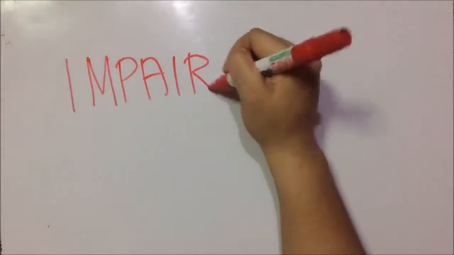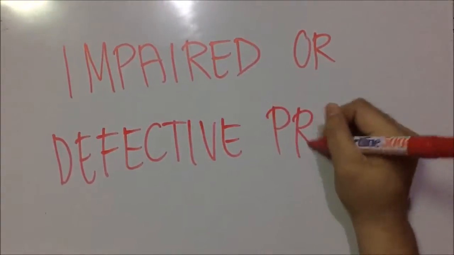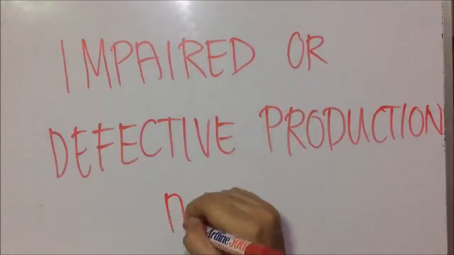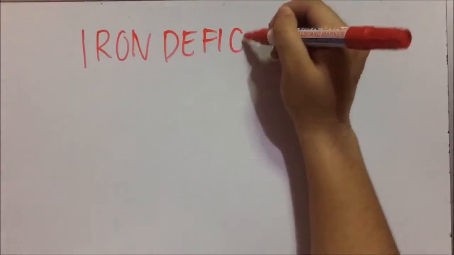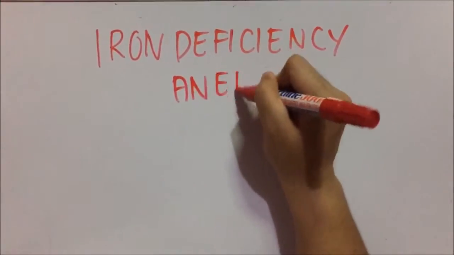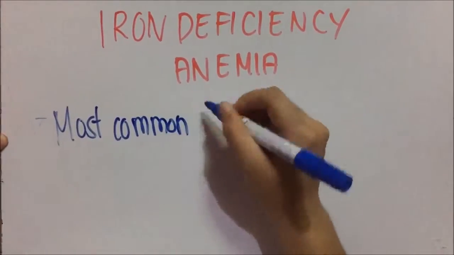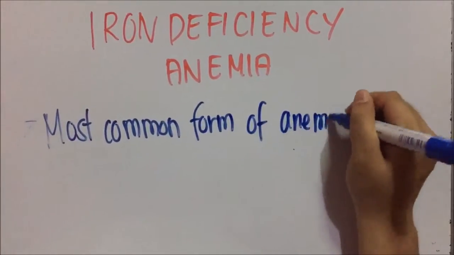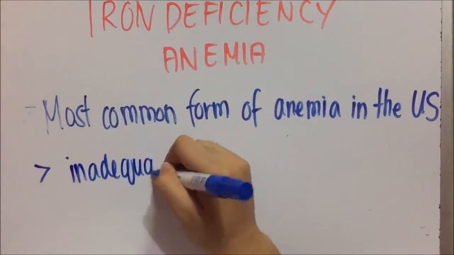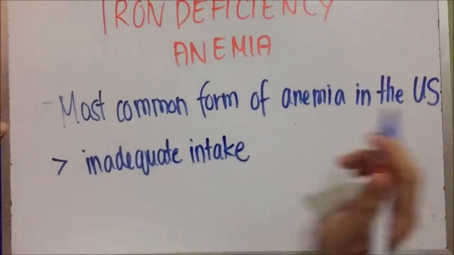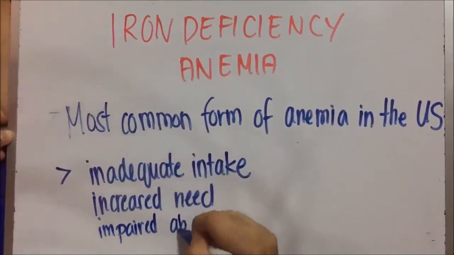The next type of anemia is impaired or defective production anemia. First is iron deficiency anemia. It is the most common form of anemia in the United States. It is caused by inadequate intake, increased need, impaired absorption, and chronic blood loss.